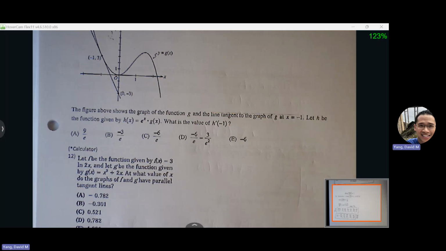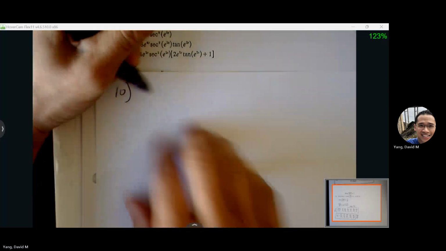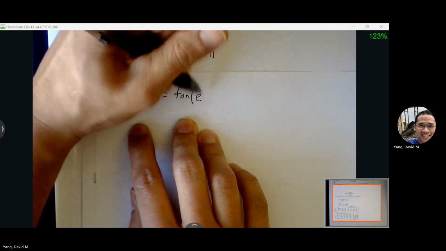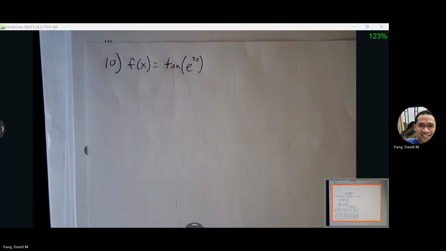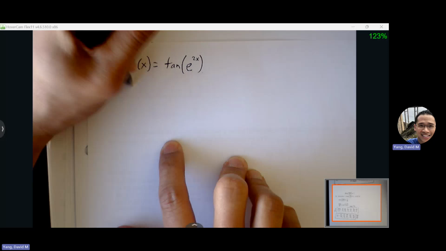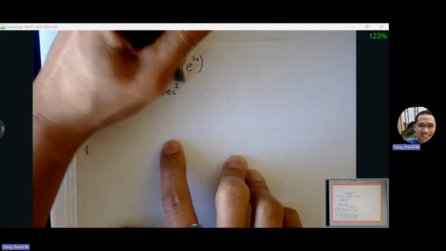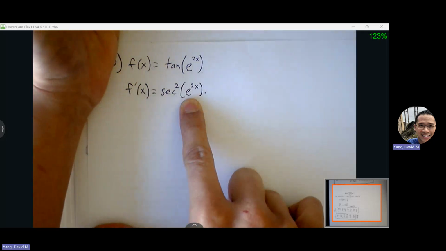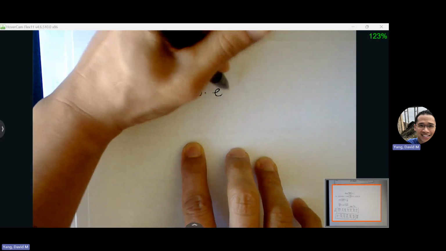All right, number 10. They're asking you to find f double prime, but let's start with f prime. Tangent becomes secant squared u times u prime. U prime is asking for the derivative of e to the 2x. E to the 2x becomes e to the 2x times 2.